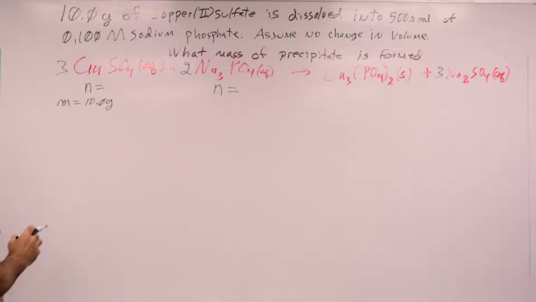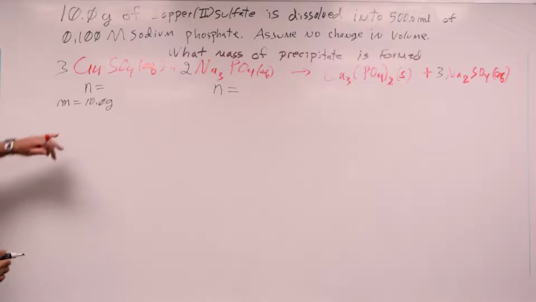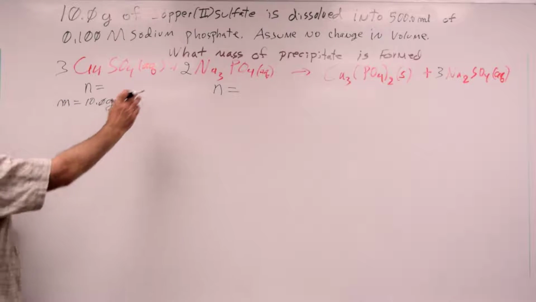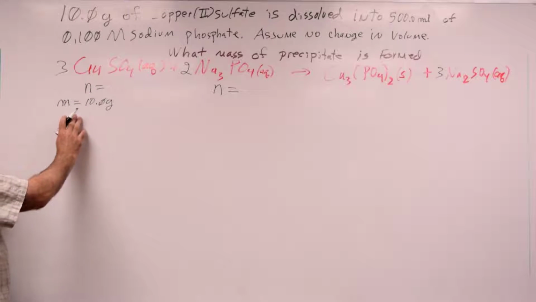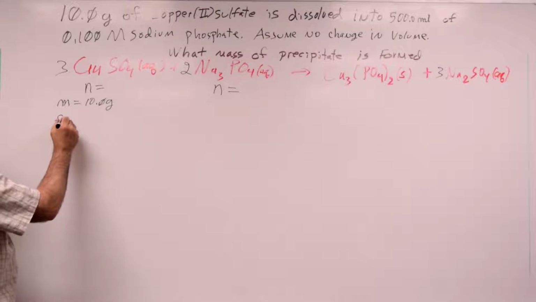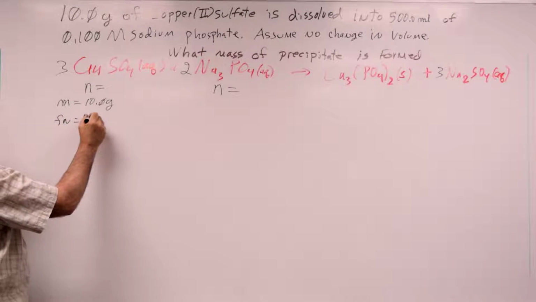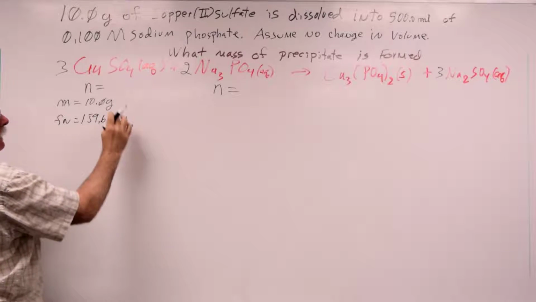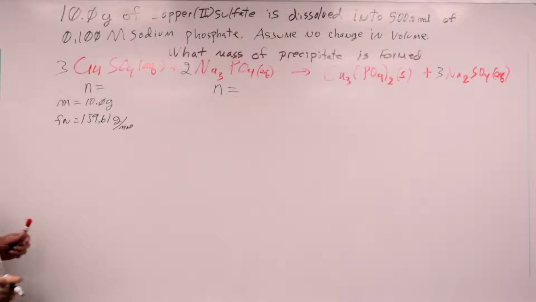In order to calculate moles, I need the formula weight. So I go over to the periodic table and I calculate the formula weight of copper sulfate. The formula weight is 159.61 grams per mole. And if I divide this into this, I'll get the number of moles.